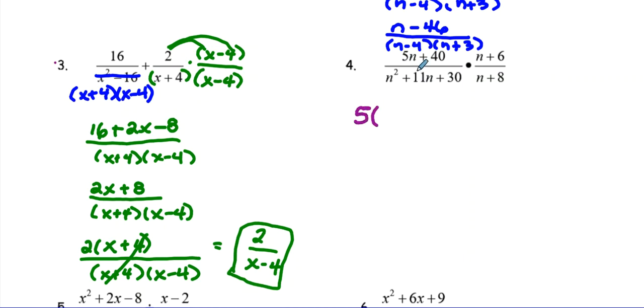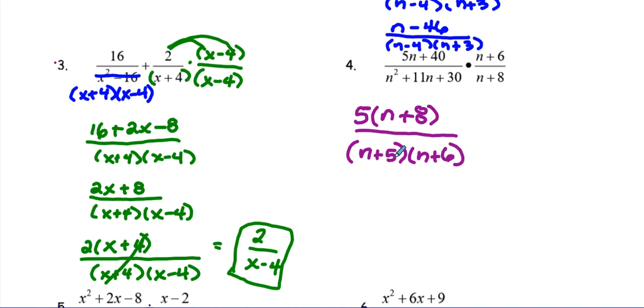Take that out, and that's going to give me n plus 40 divided by 5 is 8. And then this denominator, I need two numbers that multiply to 30 and add to 11. So those numbers are 5 and 6. So n plus 5 times n plus 6. Let's see, we can check ourselves to make sure we did it right. n squared plus 6n plus 5n, that makes the 11n. And then 5 times 6 is 30. And then n plus 6 over n plus 8.